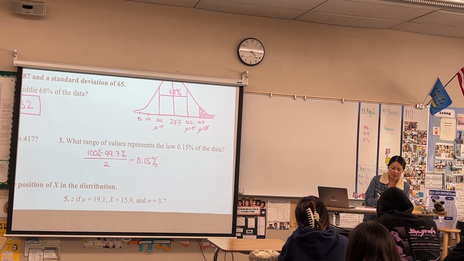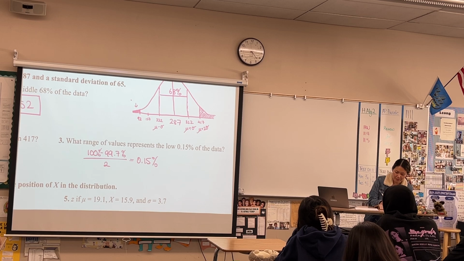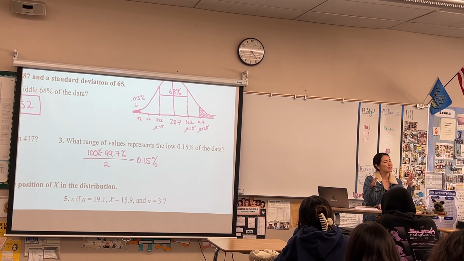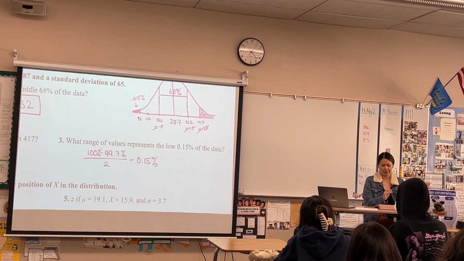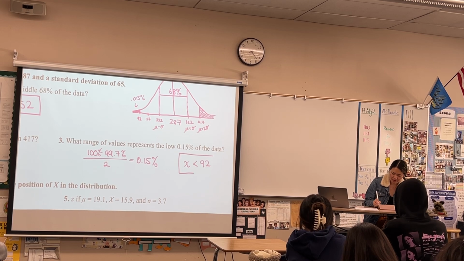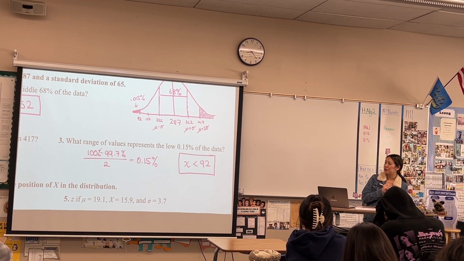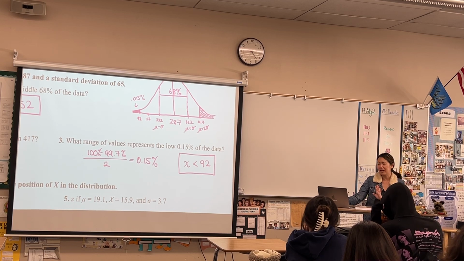So I'm looking for this piece right here. This is the bottom 0.15%. It's 3 standard deviations away, but just the lower half, which is why we're dividing by 2. So anything less than 92 would represent the low half, or the low 0.15% of the data.